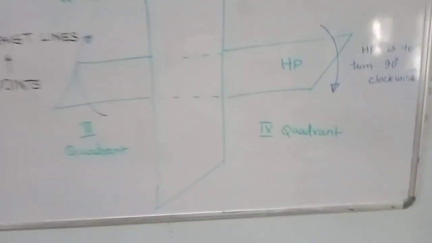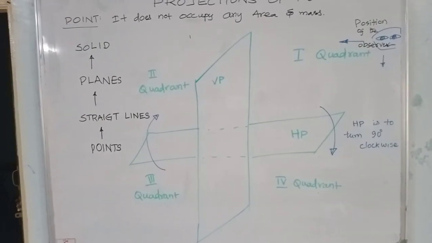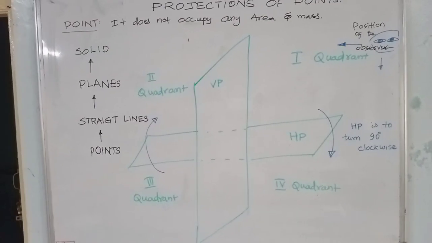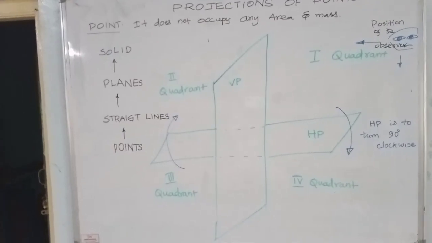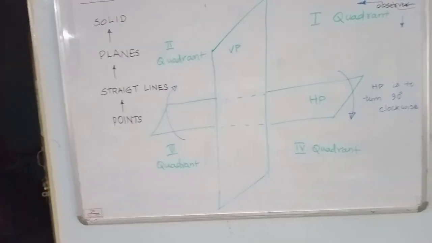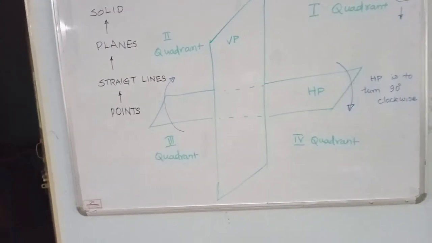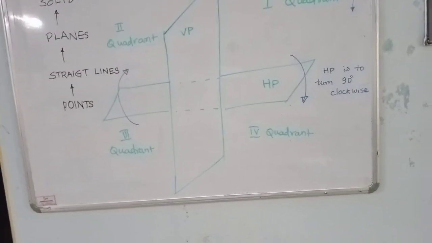So it is understood that in the first quadrant, the front view is upside, the top view is downside. Then in the second quadrant, both front view and top view fall above the XY line. In the third quadrant, the front view is below the XY line, the top view is above the XY line. In the fourth quadrant, both front view and top view fall below the XY line.